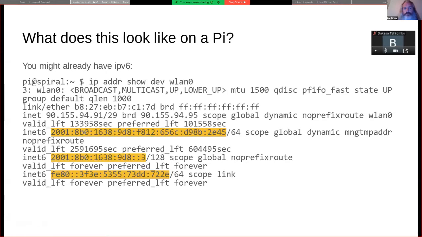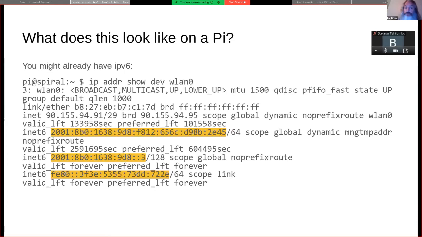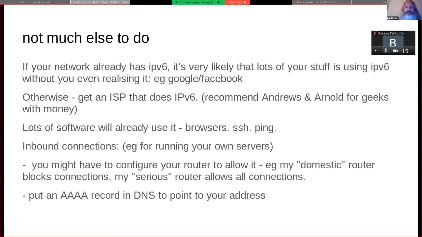So that might not happen. You might have to tell your Linux installation on your Pi that you want to use IPv6. And commonly you can do modprobe ipv6. We'll load that code in. And if you've got IPv6 on your network, then this sort of stuff will start happening. Or you might not have IPv6. When you've done that, there's not much else you can do.